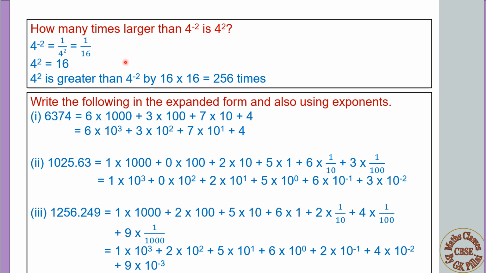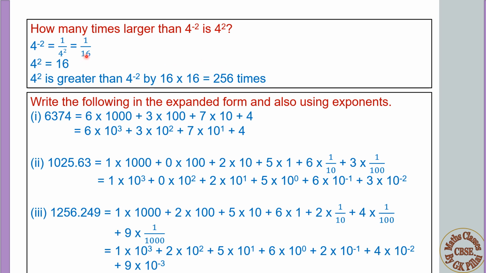This one is a good question. The first one: how many times larger than 4 to the power of minus 2 is 4 squared? This is 1 upon 4 to the power of 2 actually. So 4 to the power of minus 2 can be written as 1 upon 4 raised to the power of 2. That will be 1 by 16. But 4 squared is 16 only. Now 4 squared is greater than 4 to the power of minus 2 by 16 into 16, that is 256 times. I'll tell you why it is.